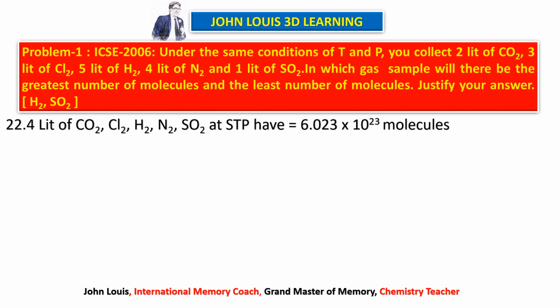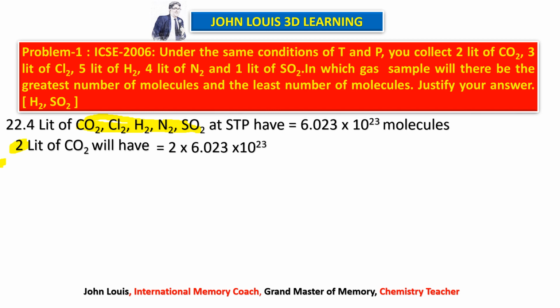According to Avogadro's law, 22.4 liters of any gas. Here carbon dioxide, chlorine, hydrogen, nitrogen and sulfur dioxide, 5 different gases are given. It doesn't matter whether the gases are the same or different. Here they are different, but when they are kept at the same temperature and pressure, they will have the same volume and the same number of molecules. Therefore 22.4 liters of any of these gases at STP will have 6.023 into 10 to the power 23 molecules. But here every gas is given with its volume, 2 liters of carbon dioxide.